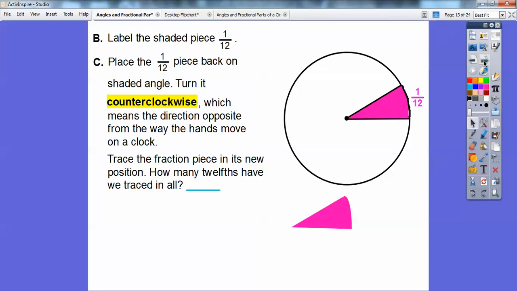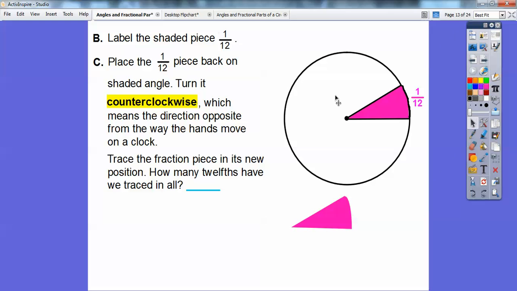All right, so now we're going to place another 1/12 piece back on the shaded angle and turn it counterclockwise. And counterclockwise means it's the direction opposite from the way the hands on a clock move. So if you watch a clock go around in a classroom, they go in this direction. That would be clockwise. So what we're going to do is go this direction. This direction is counterclockwise. It's the other way.